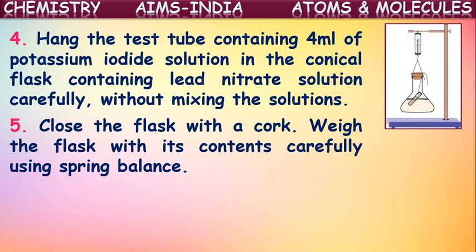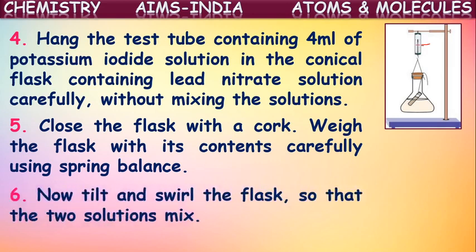Now carefully we have to weigh this total equipment by using a spring balance. This total flask weight we have to measure now, and we are going to note it. So what have we done? Lead nitrate solution is taken into the conical flask and the potassium iodide solution, around 4 ml, is taken into the test tube. This is hung into the lead nitrate solution by using a thread, and it is closed with a rubber cork. Now we are measuring the weight of this total equipment by using a spring balance.